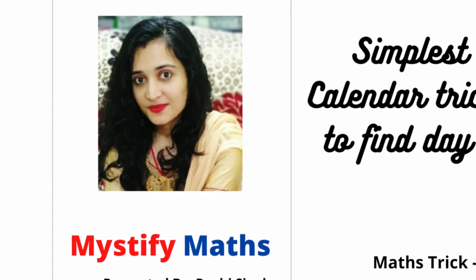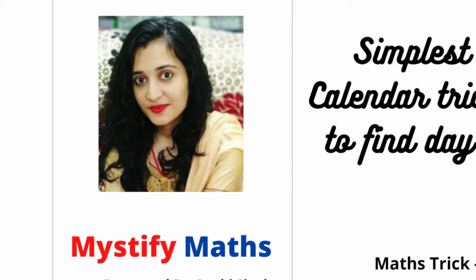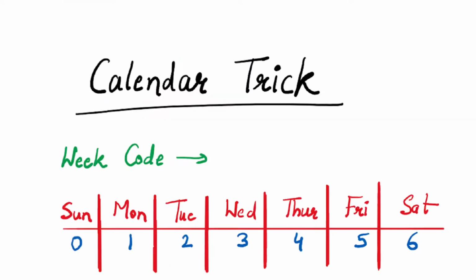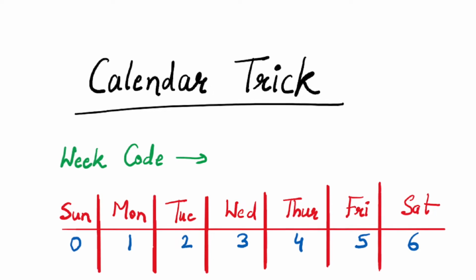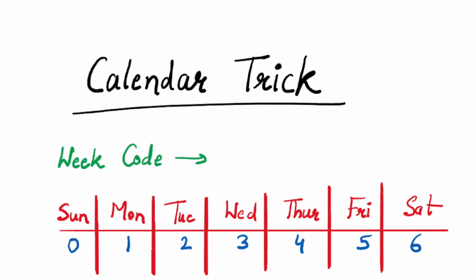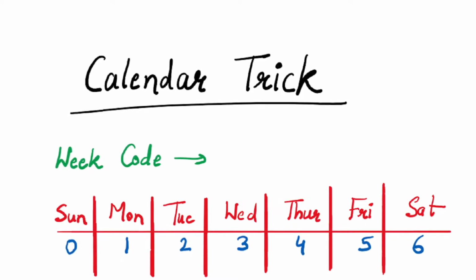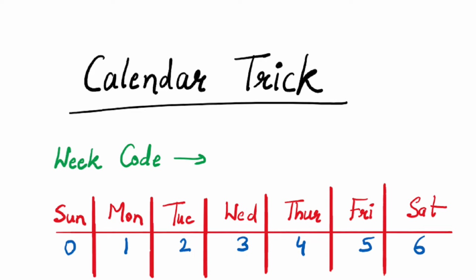After seeing today's trick, you will feel, oh, this type of question we can do in just a few seconds. Okay, so without wasting any time, let's start. We will have three codes: week code, month code, and year code. Week code and year code are very easy. You don't have to do anything. After seeing them only, you will remember. Only the month code you have to learn. Only one month code is there that you need to remember.